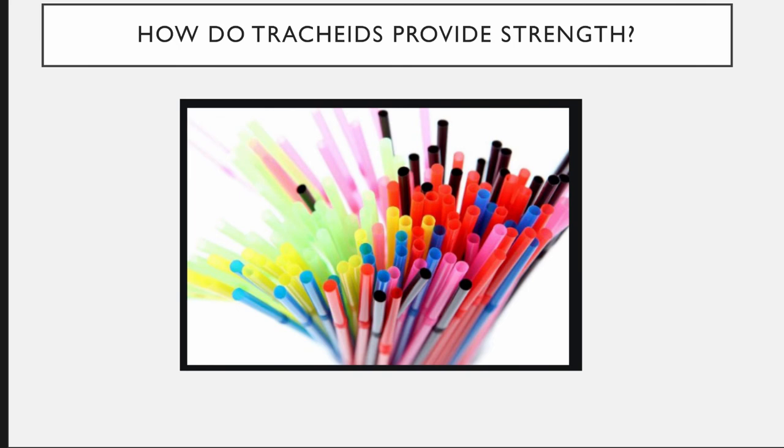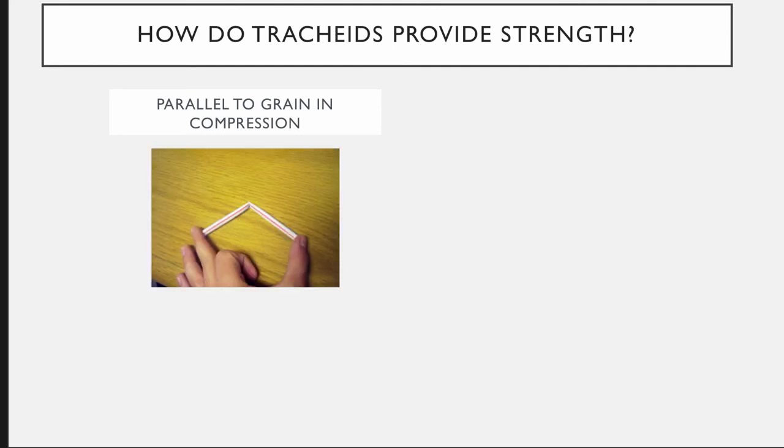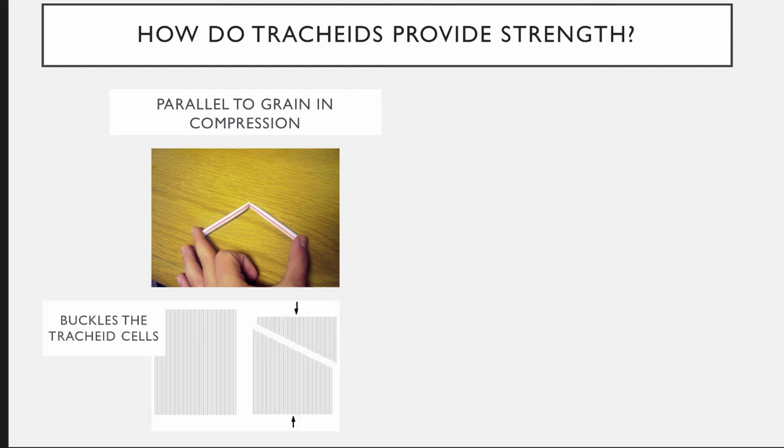So here we just have a bundle of straws, and we're going to imagine that the tracheids are just a series of straws up and down the vertical length of the tree. And so if we were to load straws in compression, and we've done this before, if you take a straw and you load it in compression, parallel to the grain or along the long axis of the straw, it fails by buckling. And so tracheids in compression get their strength by their resistance to buckling, and that's the failure mode, is buckling of the tracheid cells.